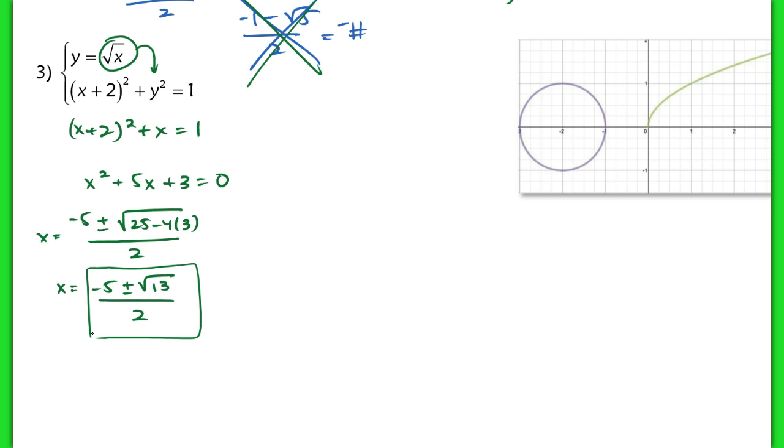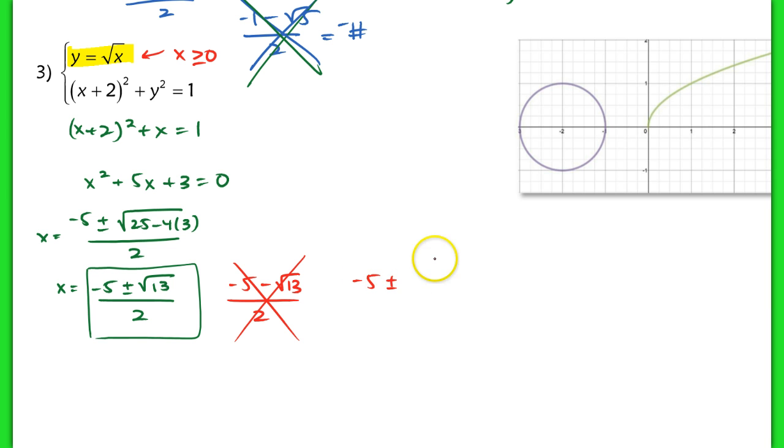Now, coming back to that same kind of idea that we just saw in the last problem, if you look at your original equation here, y equals the square root of x, we know that x has to be greater than or equal to 0. So positive or 0 must be the input for the x value. So right away you can toss out that -5 minus root 13 over 2 because you know that this is clearly a negative number. Now the other one is not so obvious.